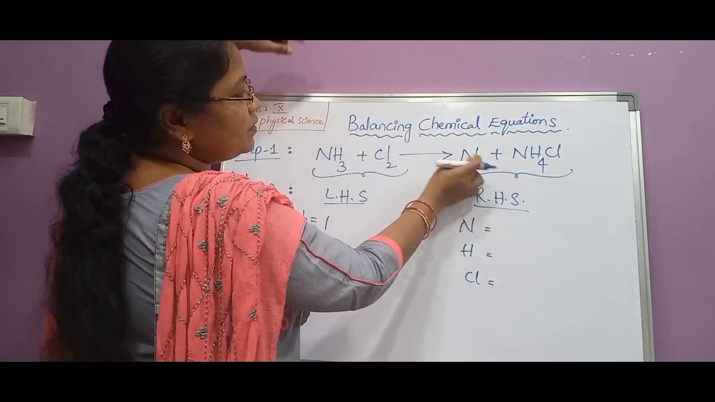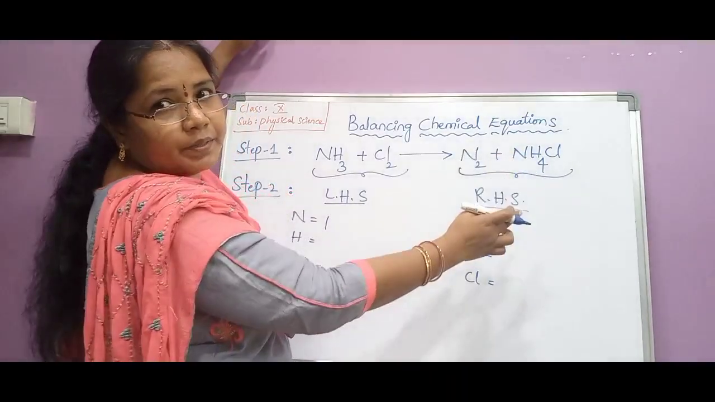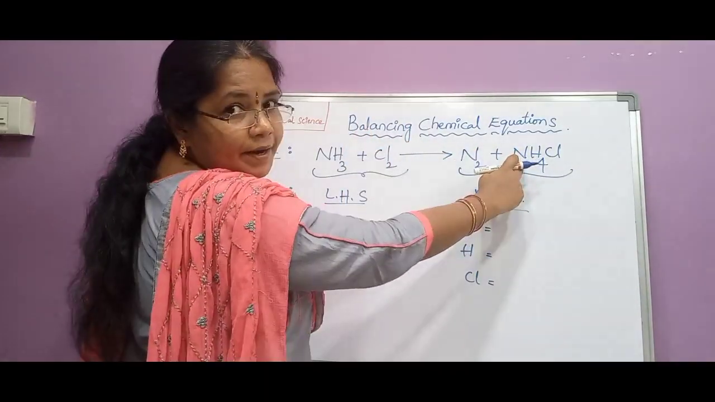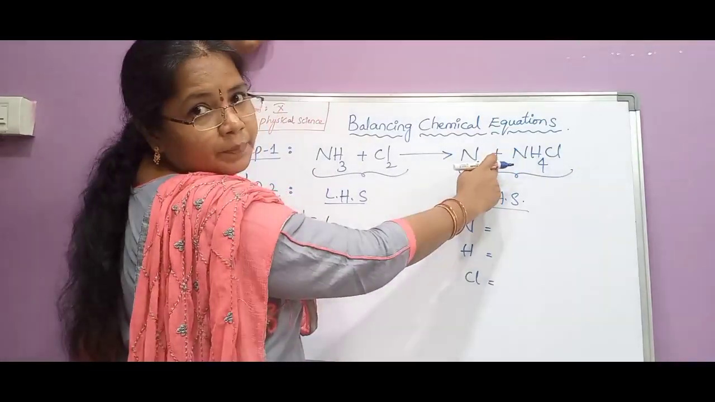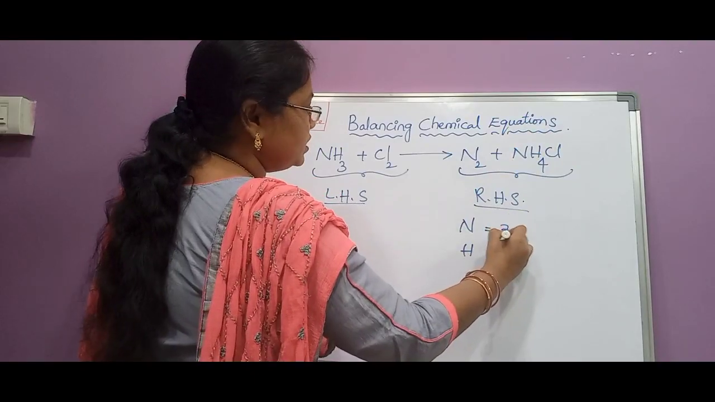N2 means 2 nitrogens. And NH4Cl, ammonium chloride, in this formula also we are able to see 1 nitrogen atom. No subscript means it should always be taken as 1. So here 2 nitrogen atoms, here 1 nitrogen atom. In between them a plus sign is there, so we have to add them. 2 nitrogens and 1 nitrogen, total 3 nitrogens are there.